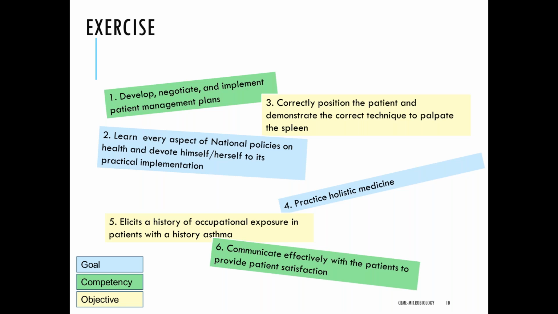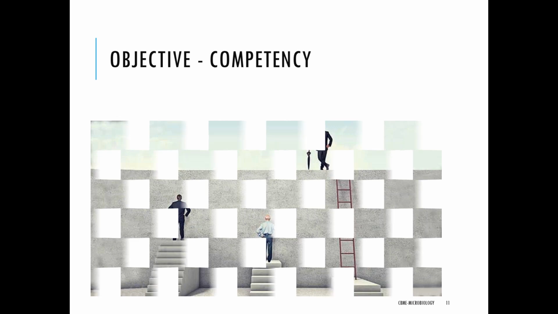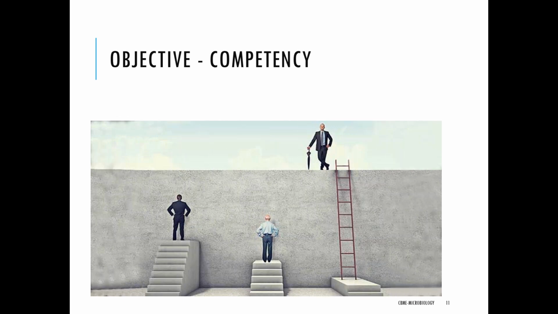So here we have only two objectives, which state: elicit a history of occupational exposure in patients with a history of asthma, and correctly position the patient and demonstrate the correct technique to palpate the spleen. I hope it is clear. Therefore, you can now very well understand how important objectives are.